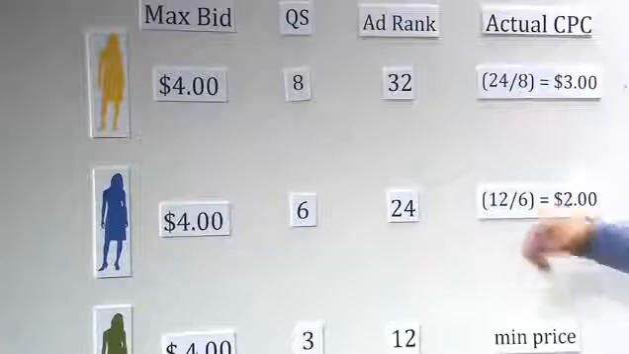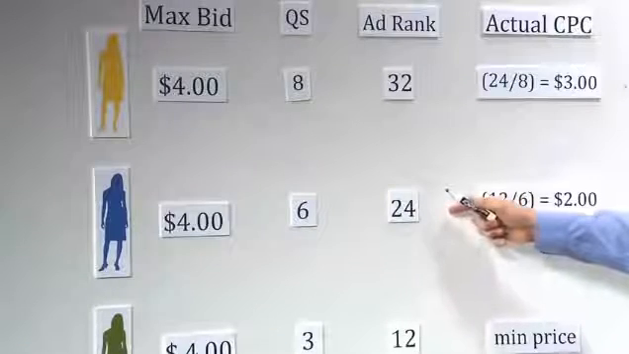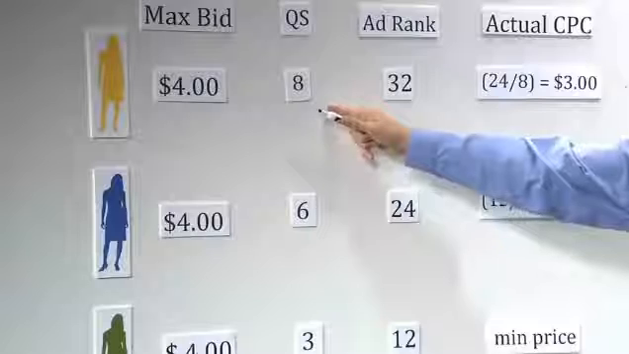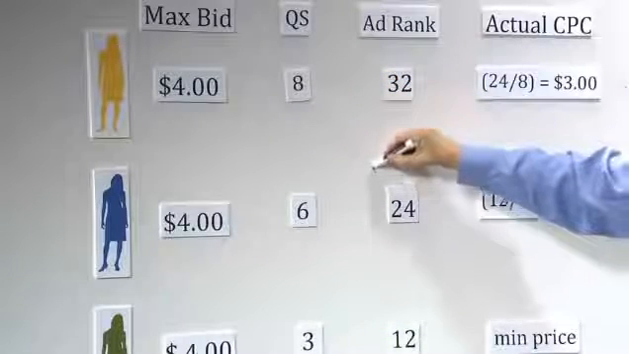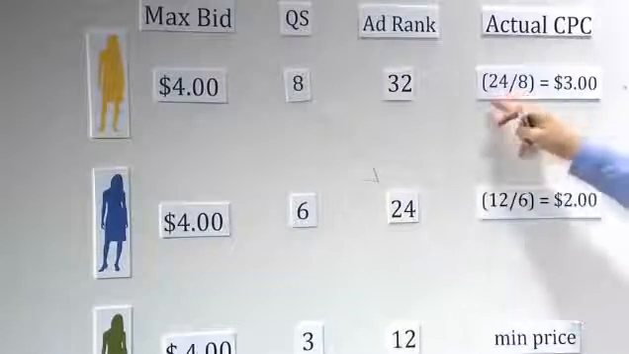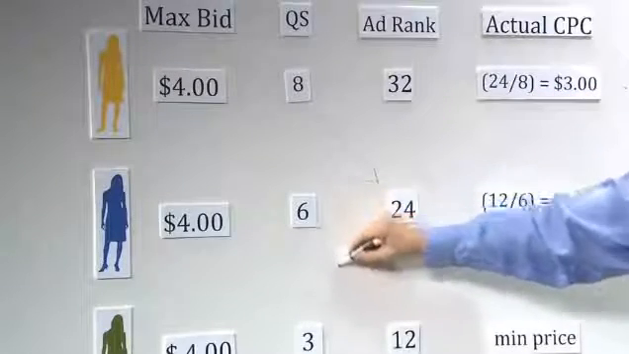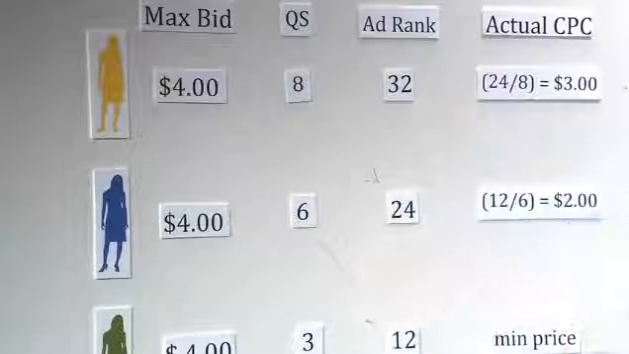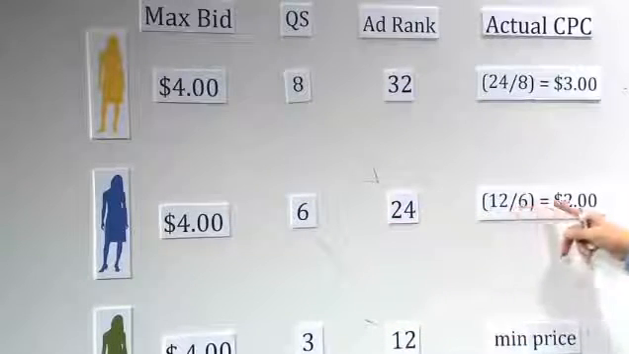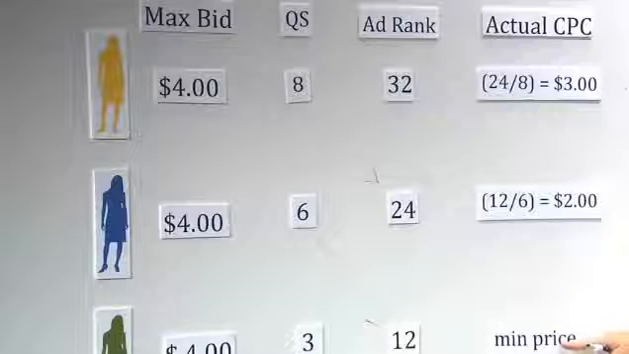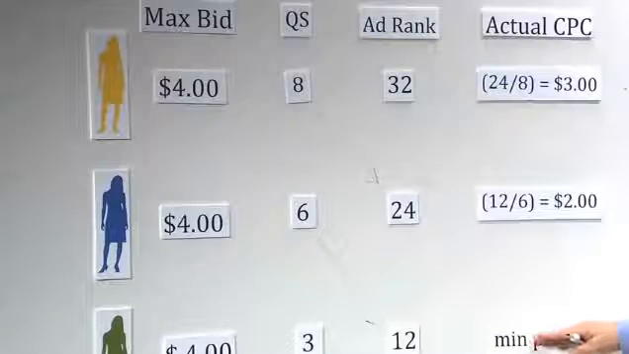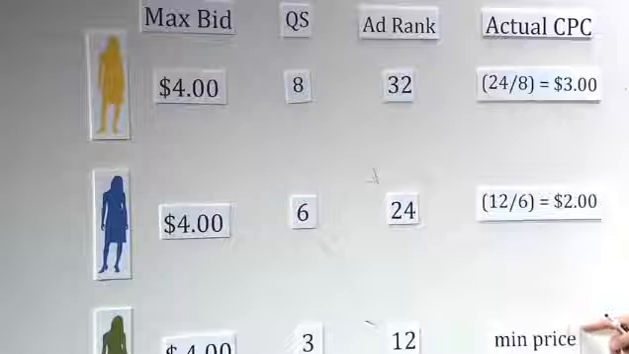Well, the price is going to be the ad rank of the advertiser below divided by the quality score of the given advertiser. So in this particular case, it's going to be 24 divided by 8, or 3. In this case, it's going to be 12 divided by 6, or 2. And finally, for the last advertiser, there's no advertiser below, so the price this person ends up paying per click is just the minimum price that's determined for that auction.